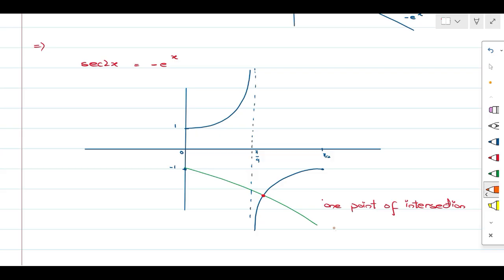When it has one point of intersection, it means we have one real root in the interval from 0 to pi by 2. We just need to show with our graph that it has only one real root in that interval, and you can see we have only one real root. I hope this is clear now.